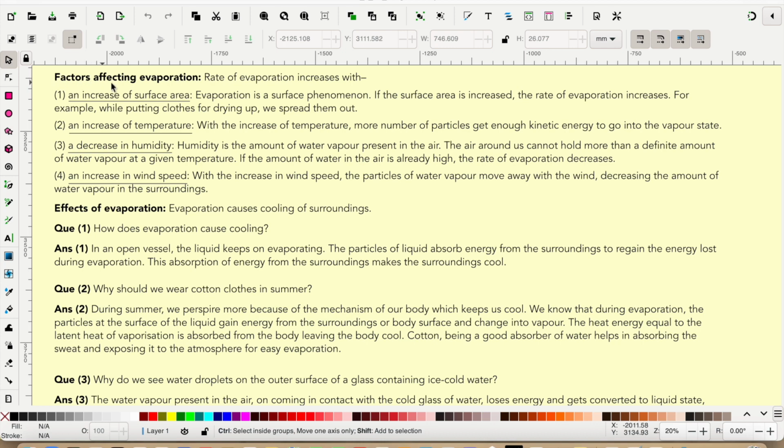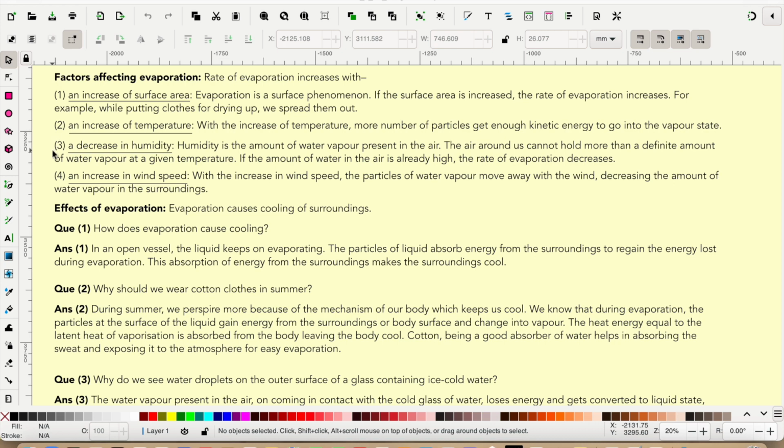There are four factors that affect the rate of evaporation. First is surface area, second temperature, third humidity, and fourth wind speed. Evaporation is a surface phenomenon. If surface area is increased, evaporation increases. For example, while drying clothes, we spread them out. By increasing the temperature of the surroundings, more particles get enough kinetic energy to evaporate. So, the rate of evaporation increases.